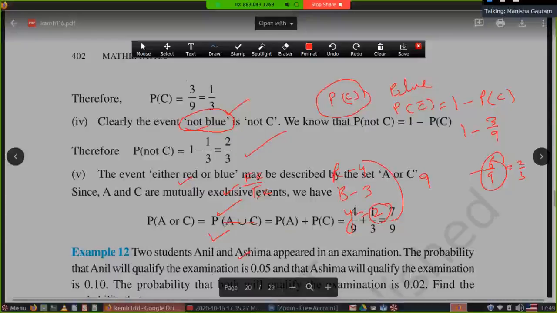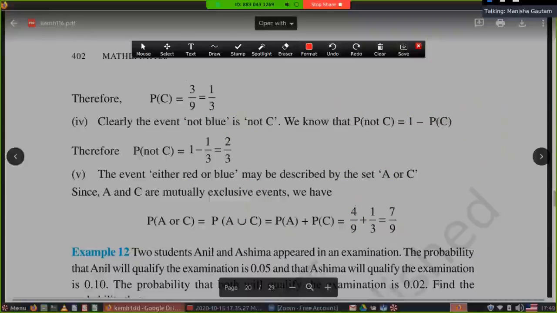Now, either red or blue. What is the meaning of this? Either red or blue means, or means union. It means you have to calculate the probability of A union C. It is the probability of A plus the probability of C minus the probability of A intersection C. If there is anything common, then you have to take this part. Otherwise, you will use the probability of A plus the probability of C, because the intersection is empty, so this is 0 in this case. So 4 upon 9 plus 1 upon 3 is 7 upon 9. This is the answer of example number 11.